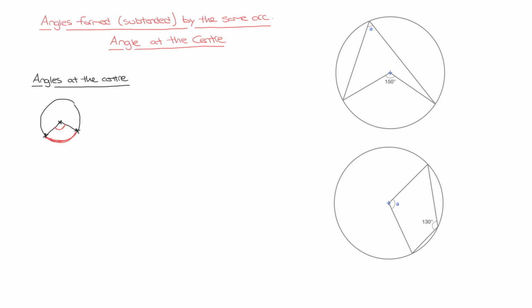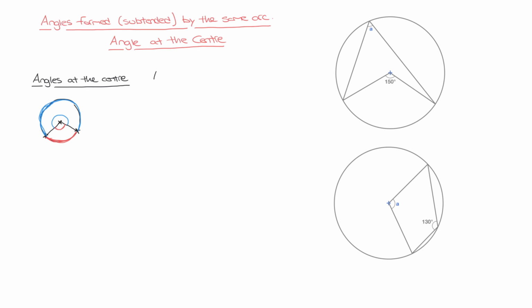The second angle at the center is this angle right here. And that angle is subtended by this longer arc right here. And to be consistent, I'll draw over that in blue. There we go. Okay, so those are the 2 different types of angles that can be subtended or formed by arcs at the center. But what about angles at the circumference?